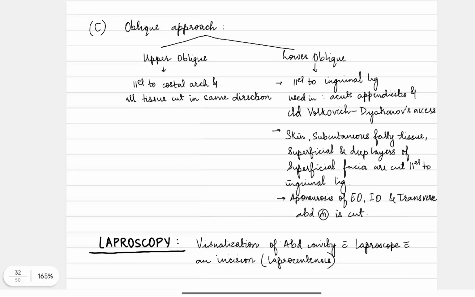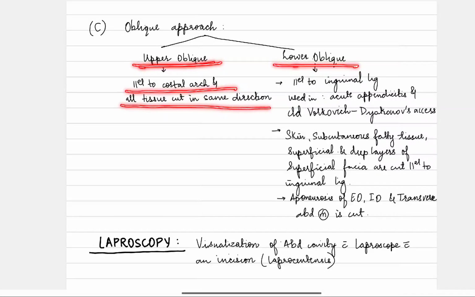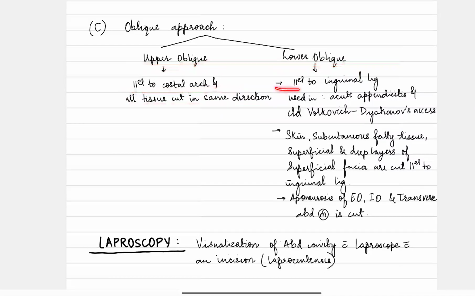Next is oblique approach. Upper oblique, lower oblique. Upper oblique is parallel to the costal arc and all tissues are cut in the same direction. Lower oblique is parallel to the inguinal ligament, which is used in acute appendicitis and called Volkovich-Dyakonov's axis. Skin, subcutaneous fatty tissue, superficial and deep layers of the superficial fascia are cut parallel to the inguinal ligament. Aponeurosis of external oblique, internal oblique and transverse abdominis muscle is cut.